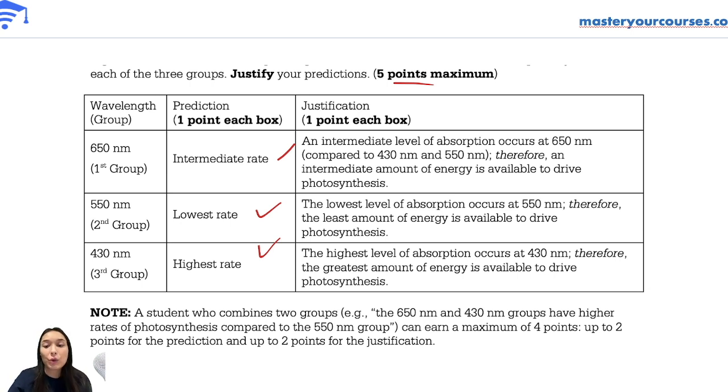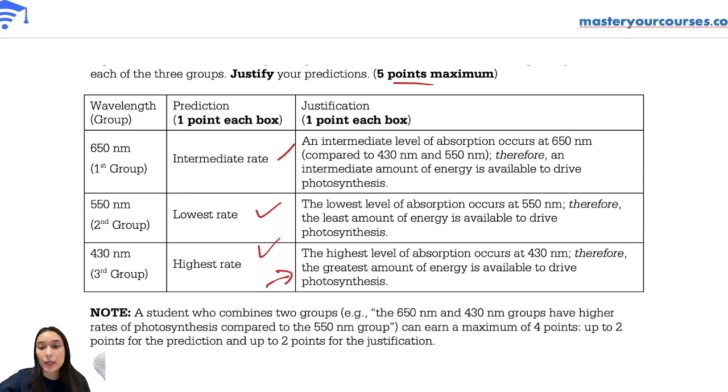Now the explanation for why is the same for all of them. So we can look at the highest one first. The highest absorption occurs at 430, therefore the greatest amount of energy is available to drive photosynthesis. Like I said, more absorption of light means more energy and more reactants available for photosynthesis. It increases rate of photosynthesis. Same thing for 550. It's the lowest rate, therefore there's the least amount of energy that's able to do photosynthesis. So you're going to have a lower rate of photosynthesis.